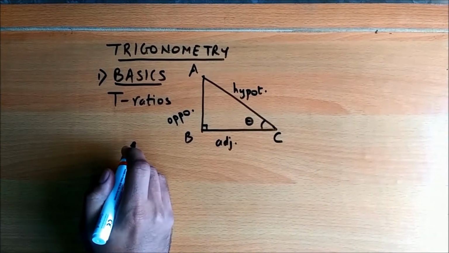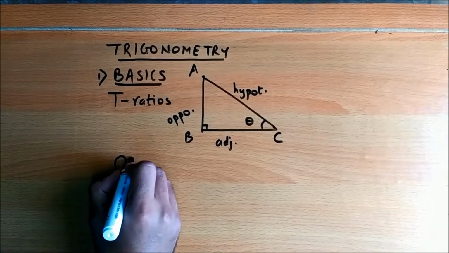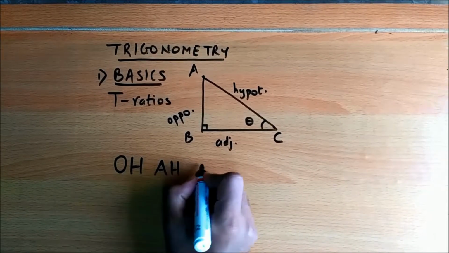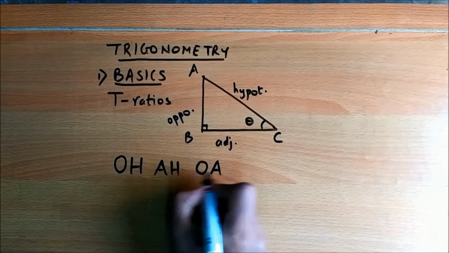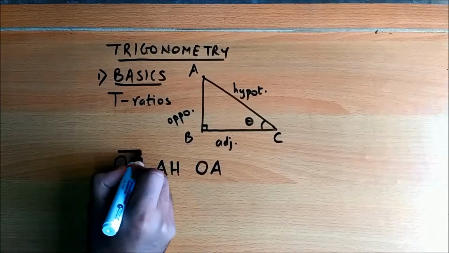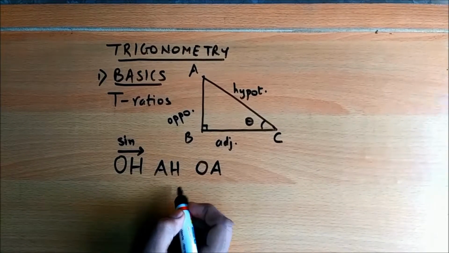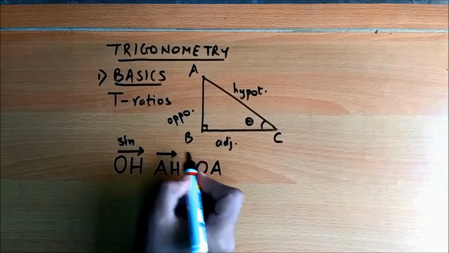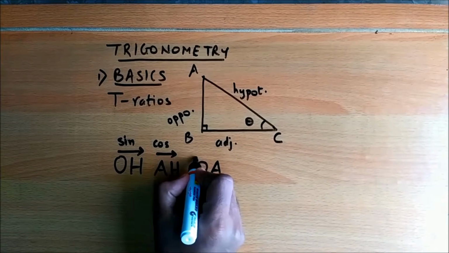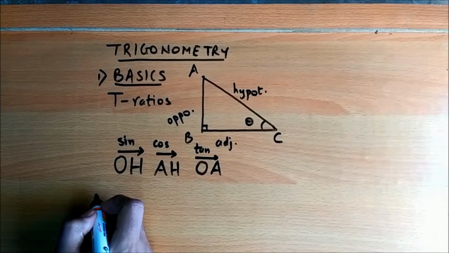Right? Okay. Now, to remember the 6 trigonometric ratios, we could define a simple code, and that is OH, AH, OA. You could remember it as Old Harry and his old aunt. Remember, Old Harry and his old aunt. The first ratio is sine, that is opposite upon hypotenuse. The second is cos, adjacent upon hypotenuse. The third is tan, opposite upon adjacent.